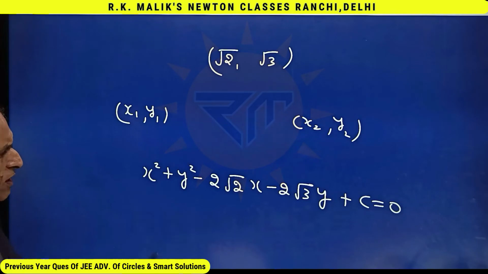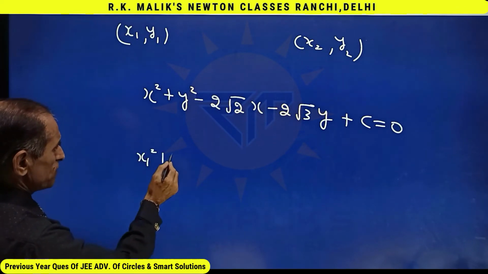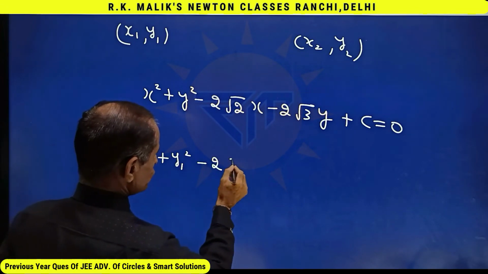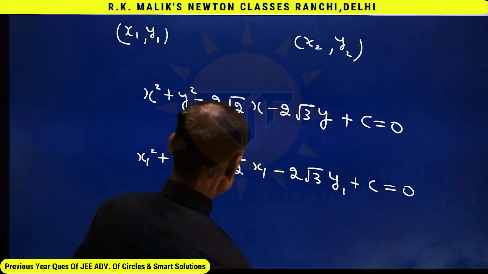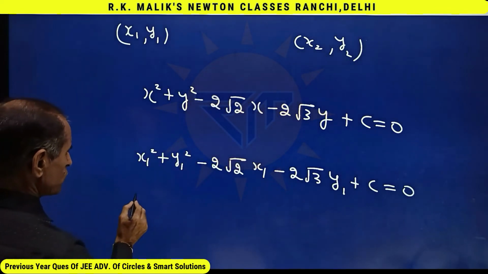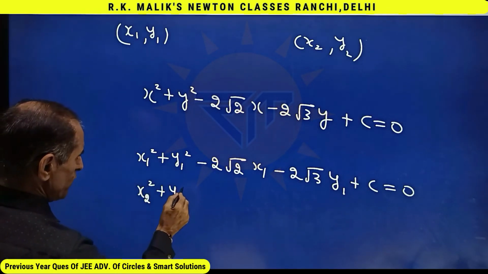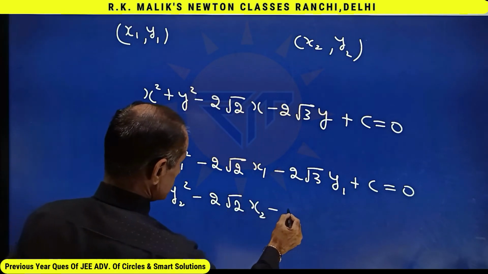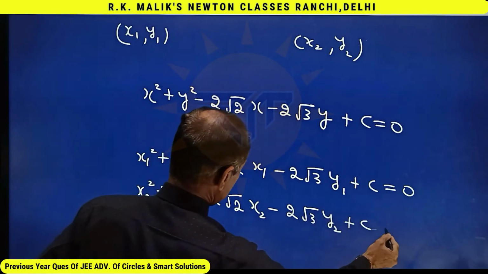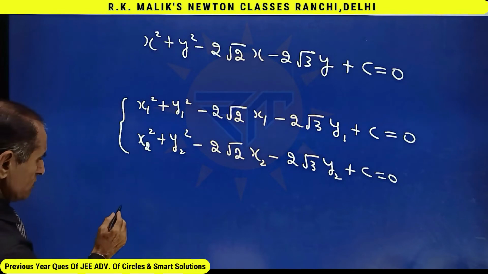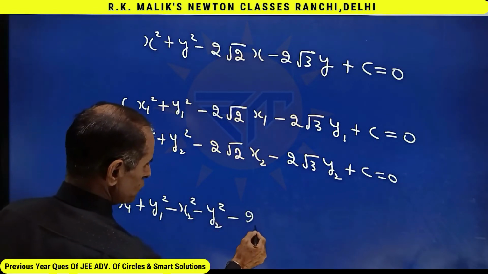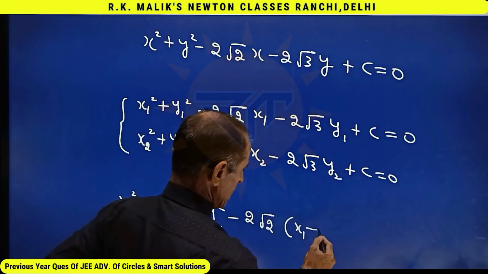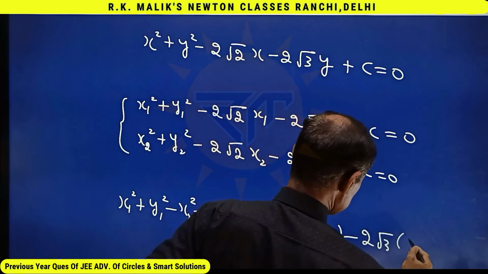If both these rational points x1 y1 and x2 y2 are lying on this circle, it will mean that x1 square plus y1 square minus 2 root 2 x1 minus 2 root 3 y1 plus c equal to 0, and if x2 y2 also lies on it, then x2 square plus y2 square minus 2 root 2 x2 minus 2 root 3 y2 plus c will be 0. And now I subtract the two equations. I get x1 square plus y1 square minus x2 square minus y2 square minus 2 root 2 into x1 minus x2 minus 2 root 3 into y1 minus y2.